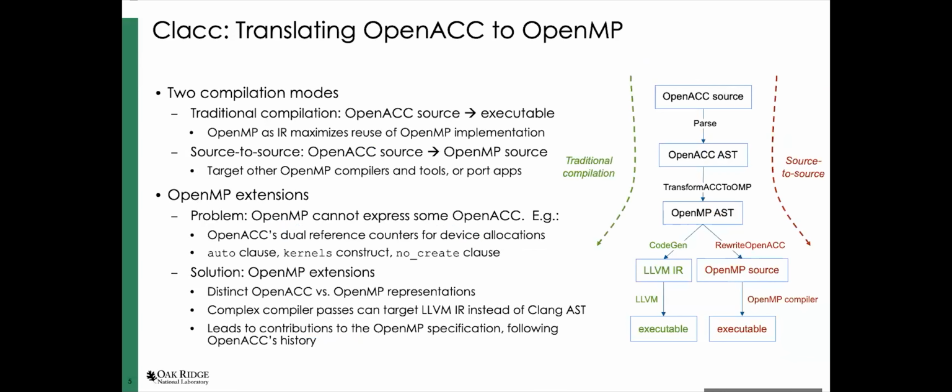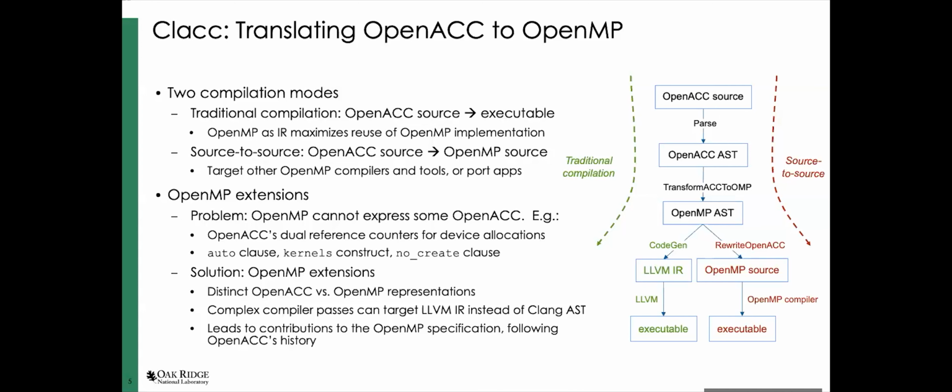I mentioned that the Clacc compiler translates OpenACC to OpenMP, so I want to clarify what that means for Clacc users. There are two compilation modes. The most important mode is traditional compilation mode, which compiles OpenACC to a binary similar to any traditional OpenACC compiler, such as NVHPC or GCC. However, under the hood, Clacc first translates OpenACC to OpenMP, which thus serves as an intermediate representation that does not need to be exposed to the Clacc user, but that enables Clacc to maximize its reuse of the OpenMP implementation.